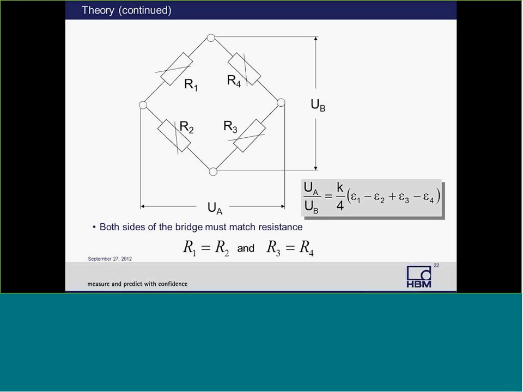To figure out the total value of the output, you measure the strain. So taking E1 minus E2, and then E3 minus E4, multiplying them by the K factor, the gauge factor, divided by 4, and then multiplying that by the excitation voltage, you come up with the voltage at the amplifier.